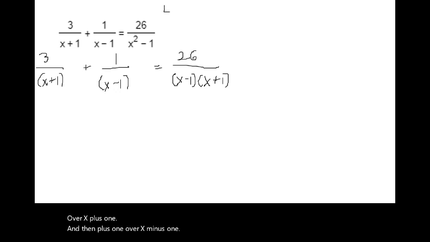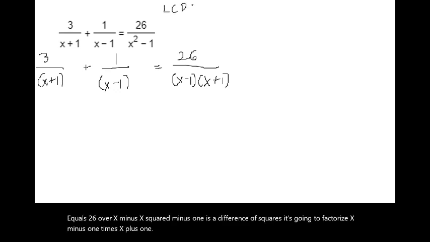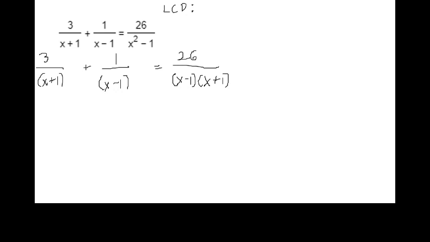Then I'm going to find the lowest common denominator between all 3 fractions. You might notice that there are some common factors, and the denominator on the right side of the equal sign is simply a multiple of the 2 on the left. So the lowest common denominator between all 3 of these is x minus 1 times x plus 1.